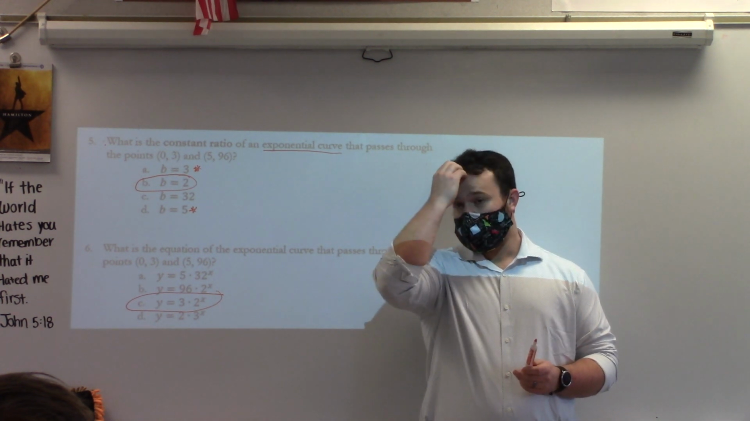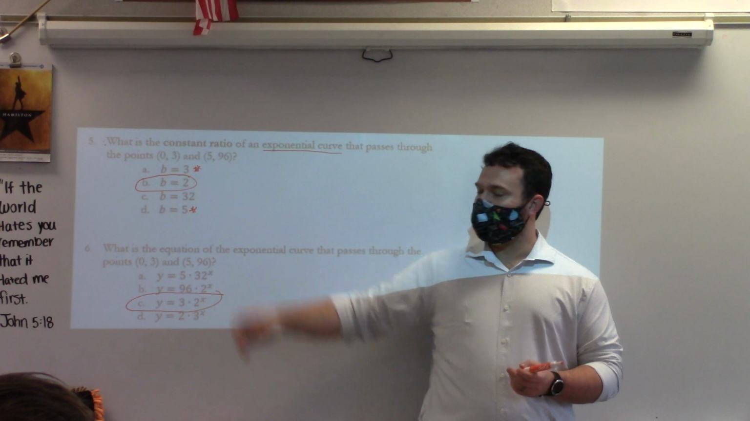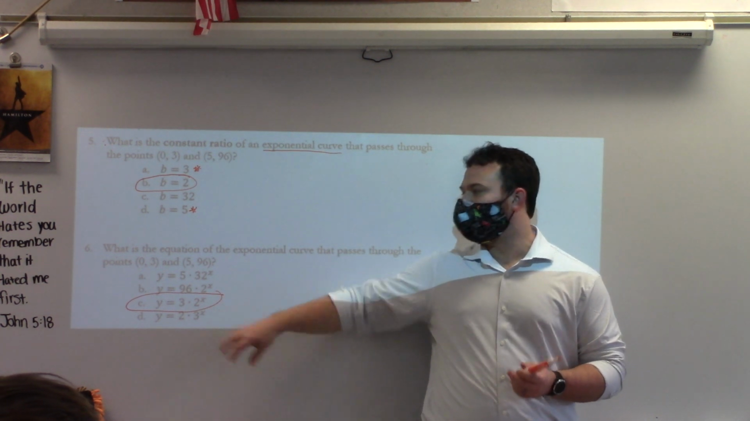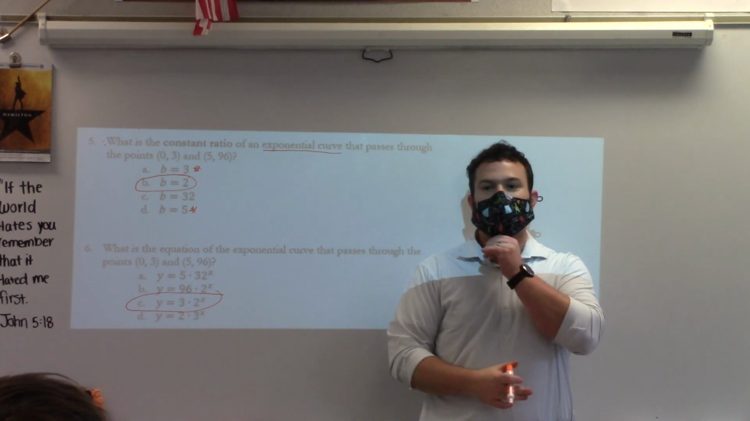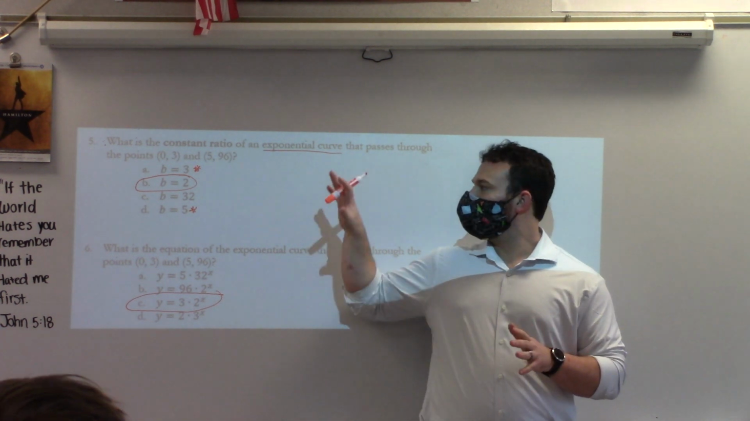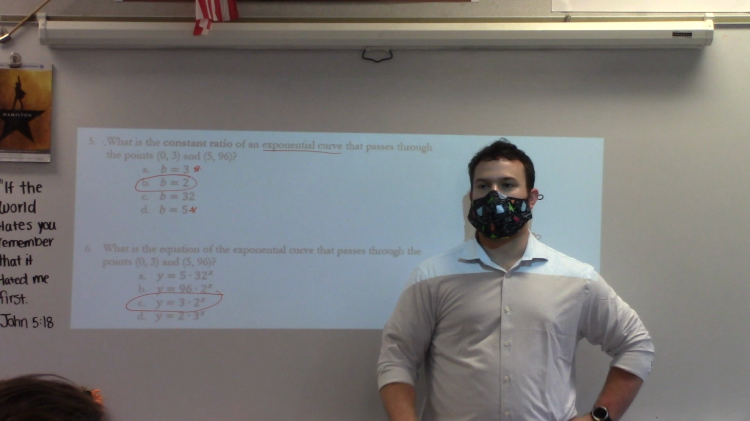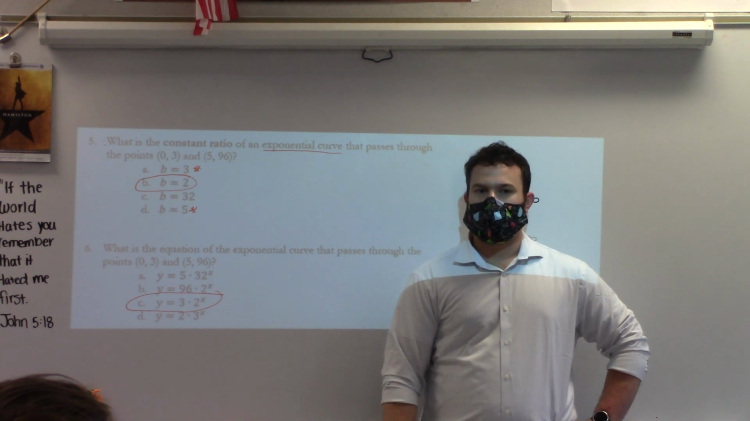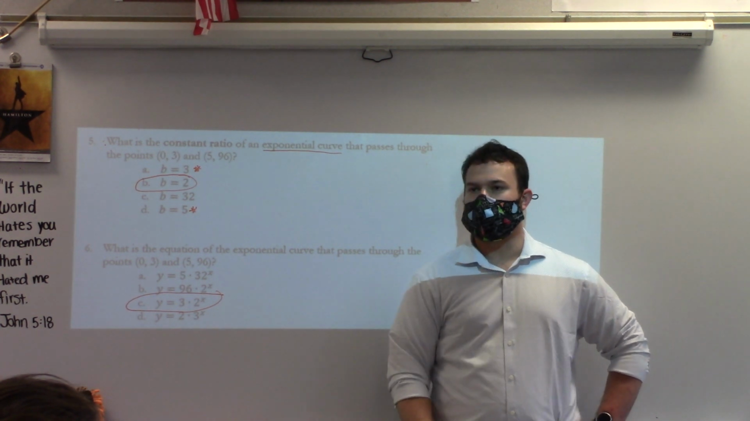Now, what I do want to point out is we need to be able to find that constant ratio without using something like number 6. If it had been free response, you would have been in trouble. We don't want that, right? So how could I have found that b equals 2 without using this equation down here?